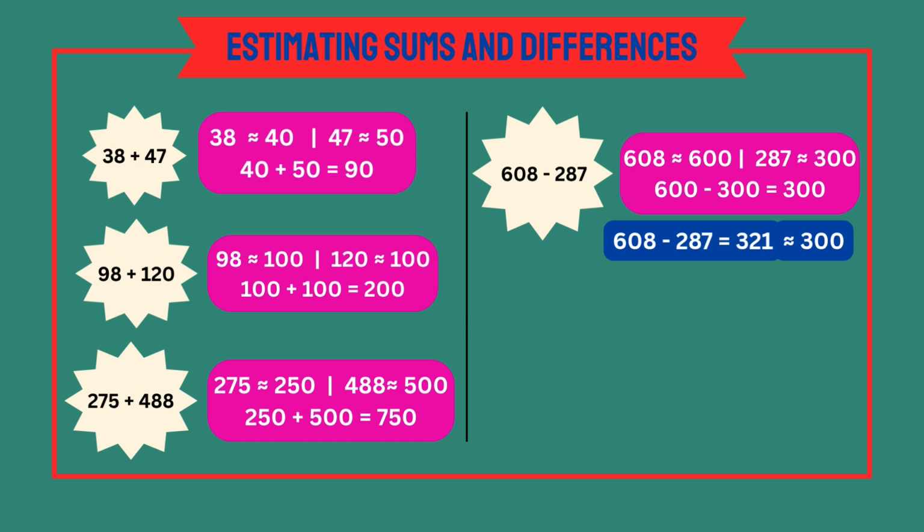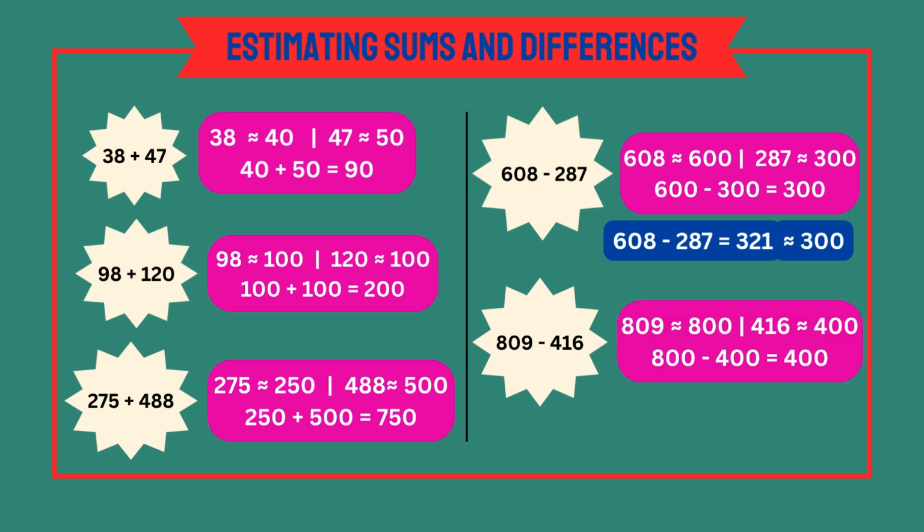The last one here is 809 minus 416. 809 is taken as 800 and 416 is rounded down to 400. 800 minus 400 equals 400. That's our estimate. The actual answer of this sum is 393. So our estimation is correct. Did you see how estimation turns hard sums into easy ones? Isn't that cool?